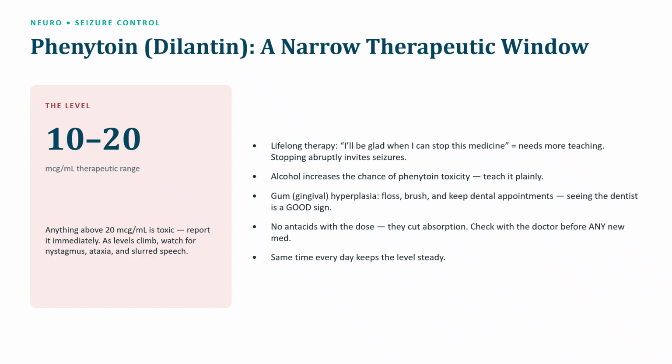Alcohol increases the risk of phenytoin toxicity, so we make sure to teach this directly. Phenytoin causes gingival hyperplasia, so we are teaching our patients about meticulous oral hygiene, brushing, flossing, and regular dental appointments. We do not administer antacids with the dose because they reduce absorption. The patient should check with the provider before starting any new medications when they are also taking phenytoin or Dilantin. The patient needs to be taught to take the dose at the same time each day to maintain a steady serum level.